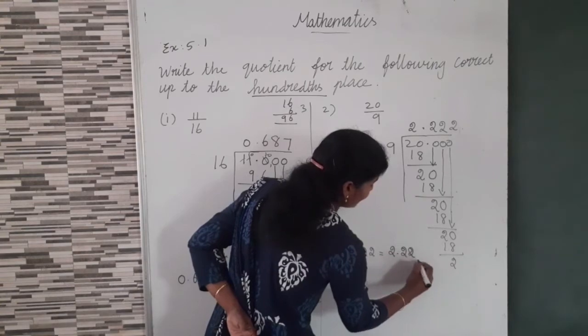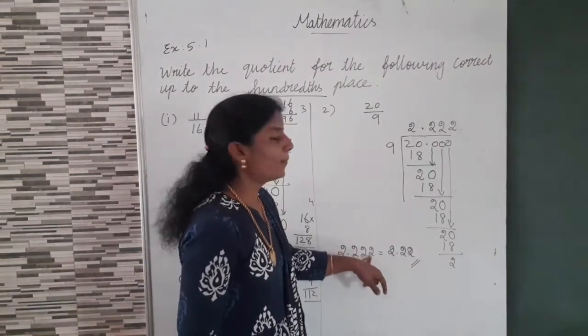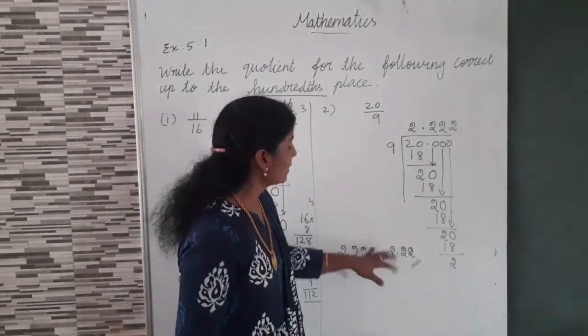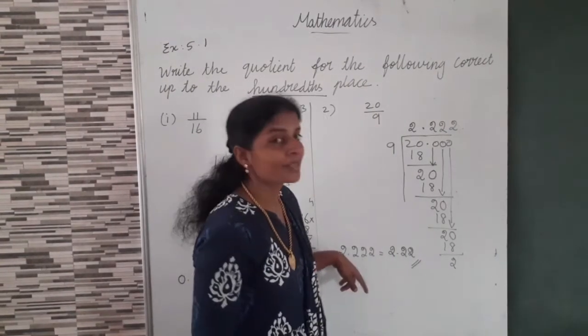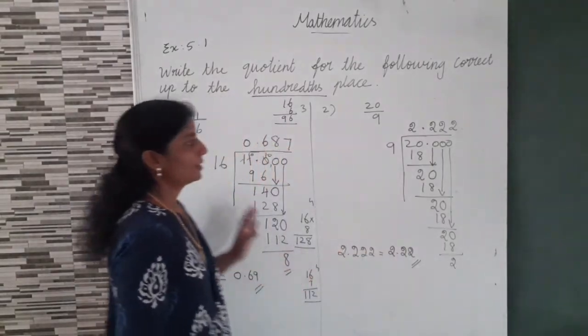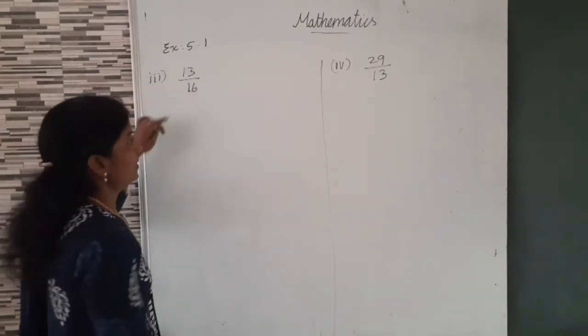Now here, up to the hundredths place, 2.22 is the answer. We need not add any number here because the digit is below 5, isn't it? Less than 5. So we can omit that digit and keep the remaining numbers. 2.22 is the answer. Clear? Next question, 13 by 16.